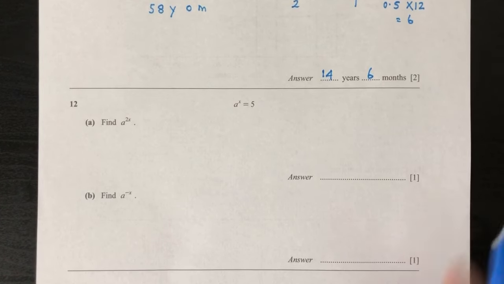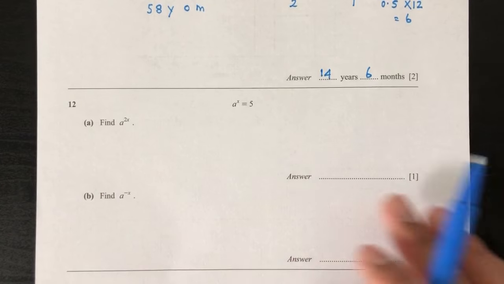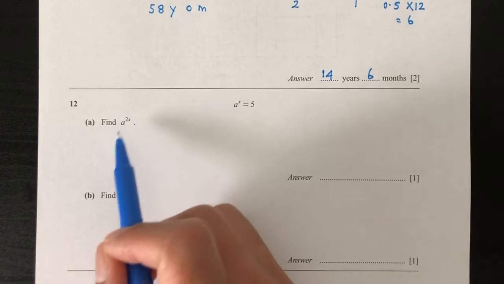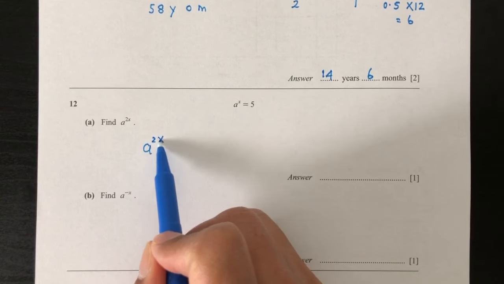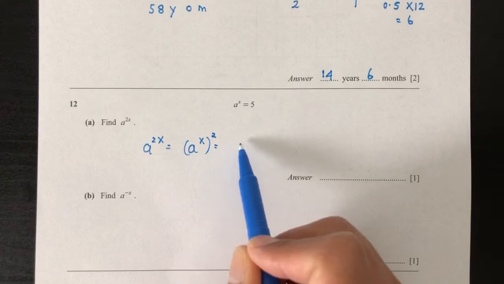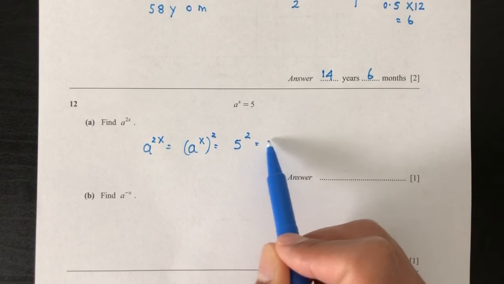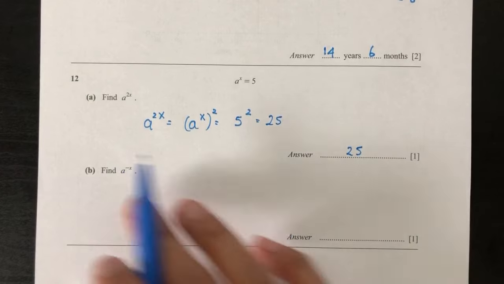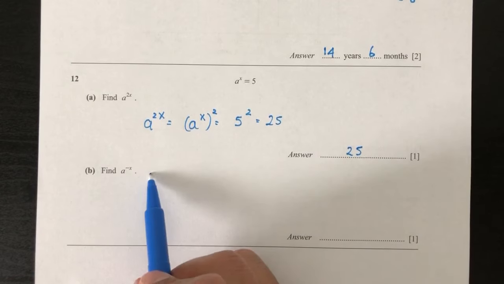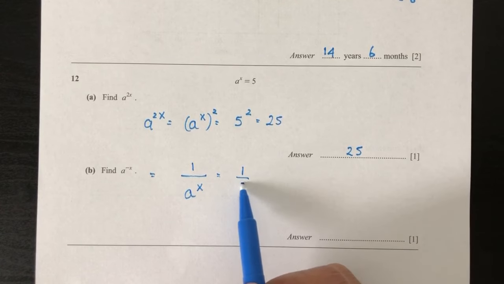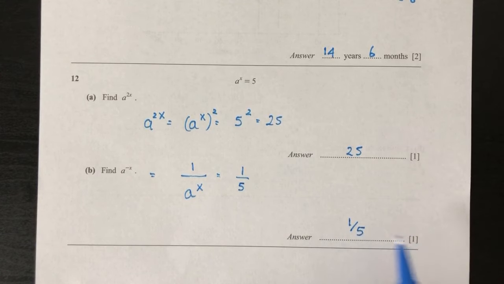Now question number 12, we have a power x equal to 5. Find a power 2x. So to solve this, we just have to rewrite this down. A power 2x is equal to a power x power 2. That will be 5 power 2, that is 25. Now for this one, we can write this down as 1 over a power x. That will be 1 over 5 as your answer. That is question number 12.